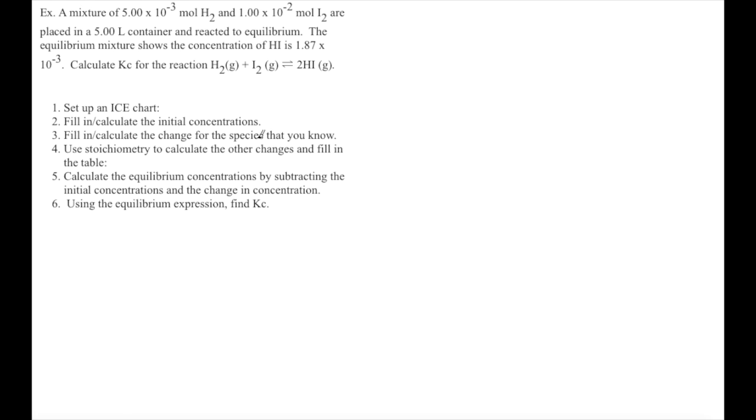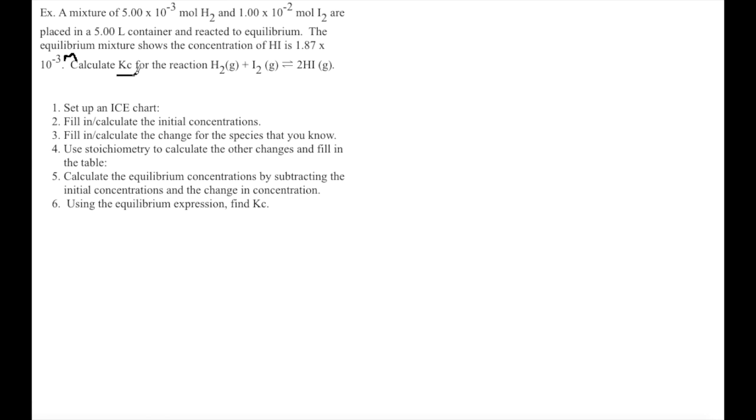All right, if we read this problem, it tells us that we start with 5.00 times 10 to the negative third moles of hydrogen and 1.00 times 10 to the negative second moles of iodine, and it's placed into a 5-liter container and allowed to react in order to go to equilibrium. Now, the equilibrium mixture of HI, it tells us, is 1.87 times 10 to the negative third. This should be molar because that's concentration. And it's asking us to calculate the Kc.